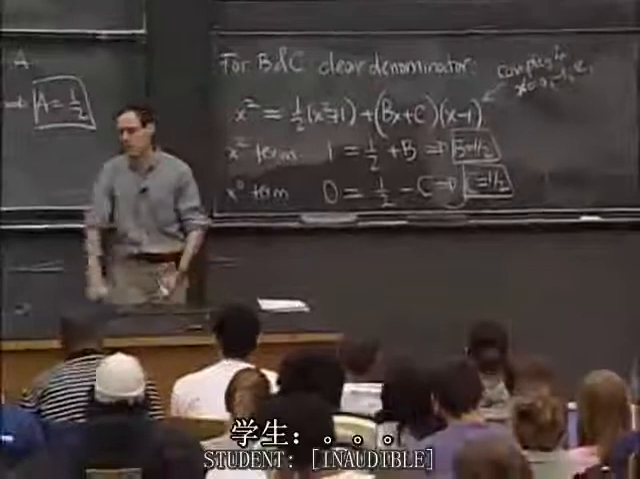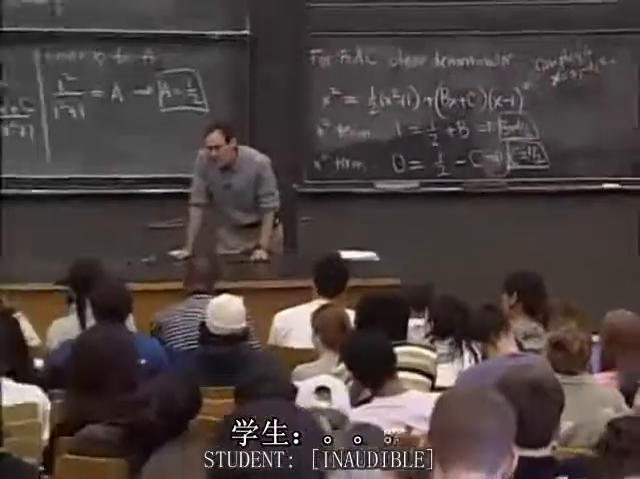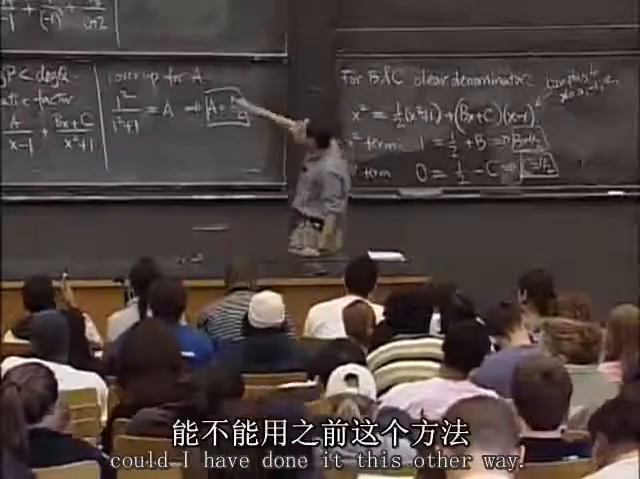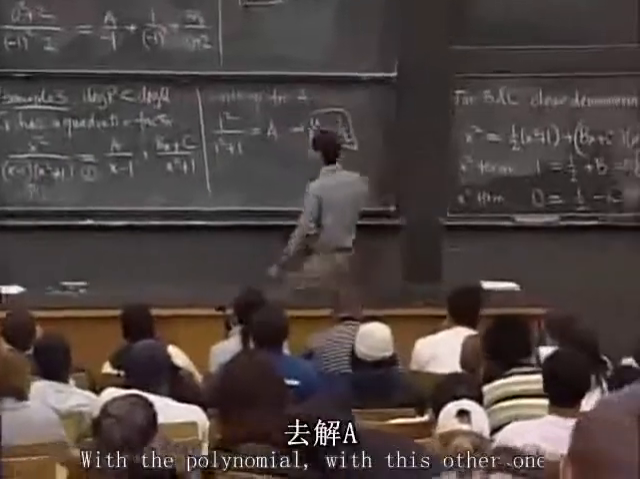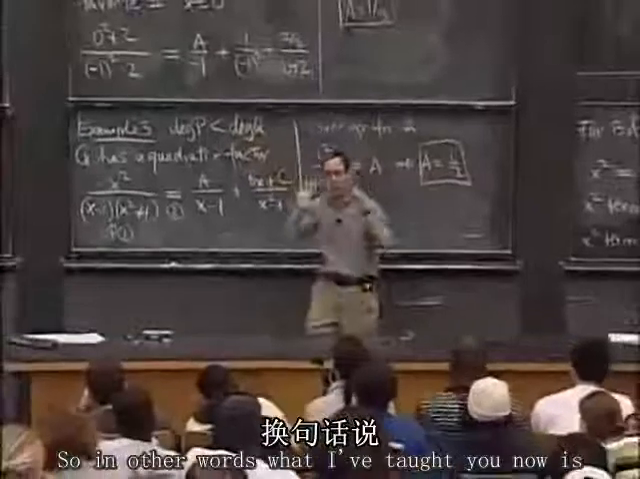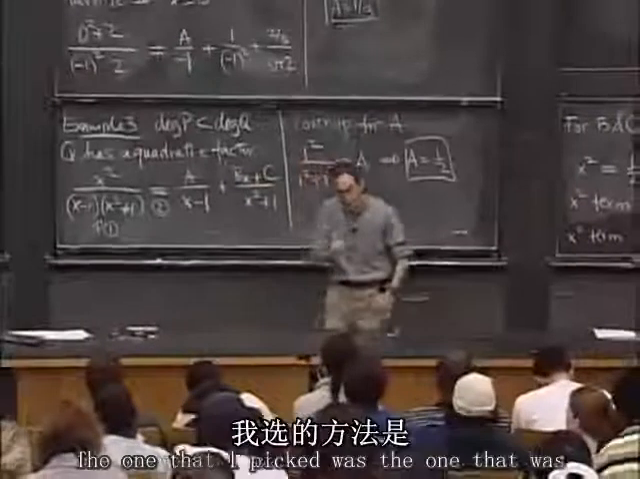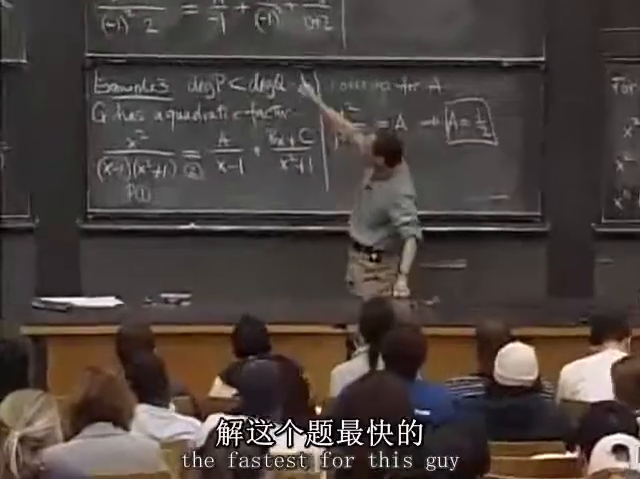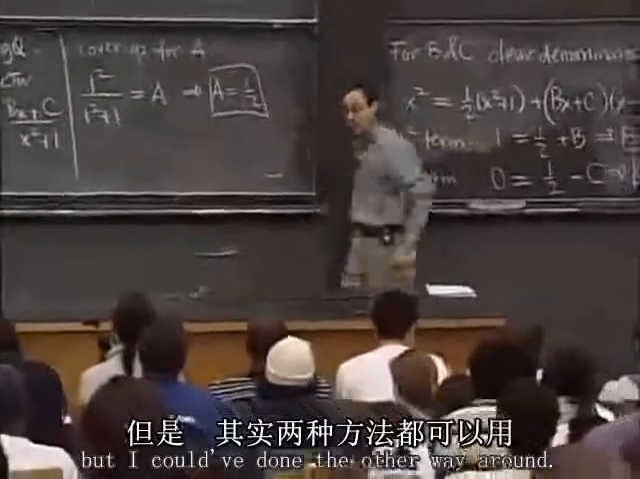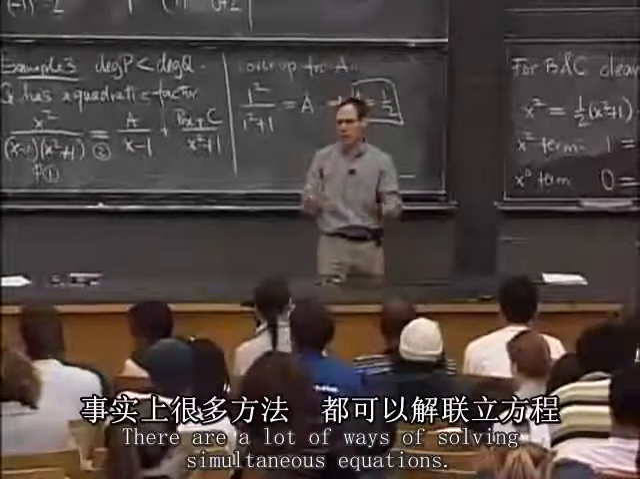Yes? Professor, could you do the observation of the x squared coefficient for that one instead? Yes. So the question is, could I have done it this other way with a polynomial with this other one? Yes, absolutely. So in other words, what I've taught you now is two choices which are equally reasonable. The one that I picked was the fastest for this one and the fastest for this one, but I could have done the other way around. So there are a lot of ways of solving simultaneous equations.